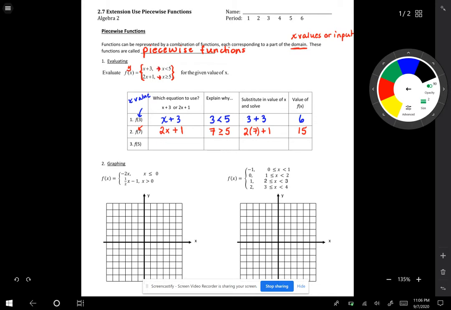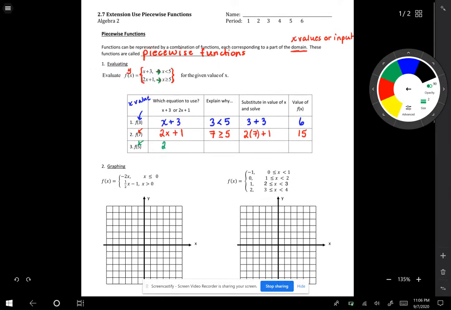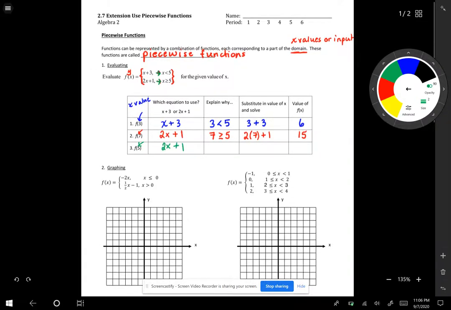And then finally, what about when x is 5? All right. Well, 5 is definitely not less than 5, but 5 is greater than or equal to 5. It's equal, so we are going to use the bottom one. Because 5 is greater than or equal to 5. 2 times 5 plus 1 is 11. And that is how you evaluate a piecewise function.